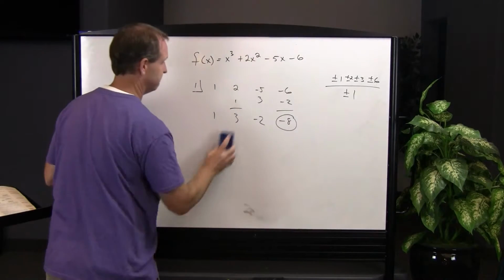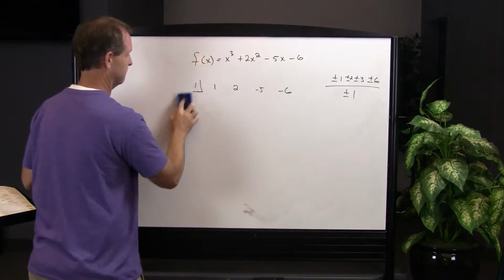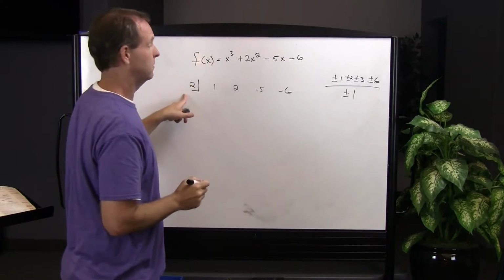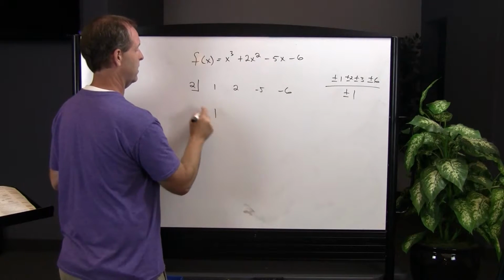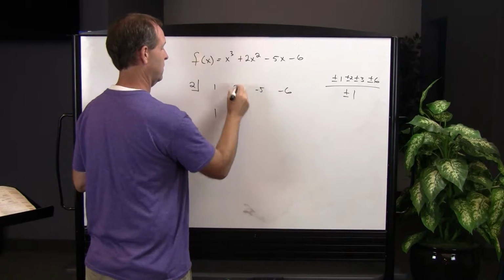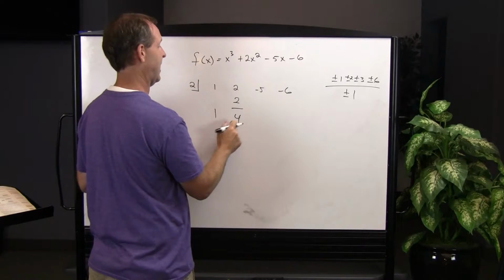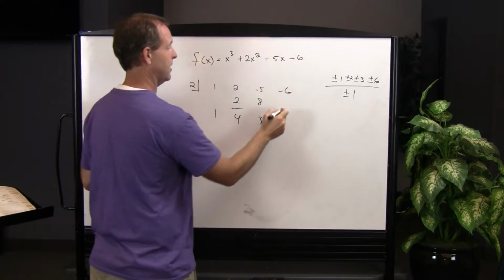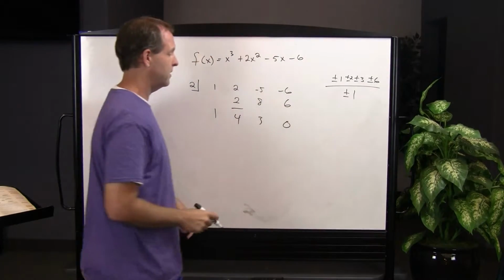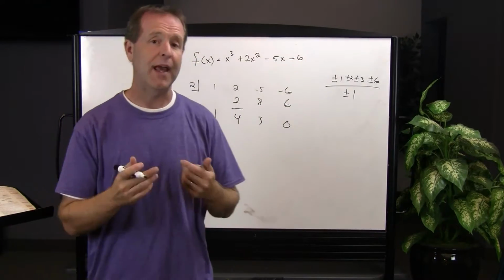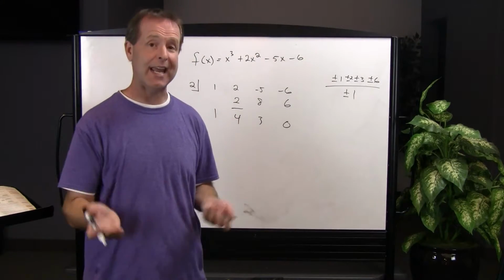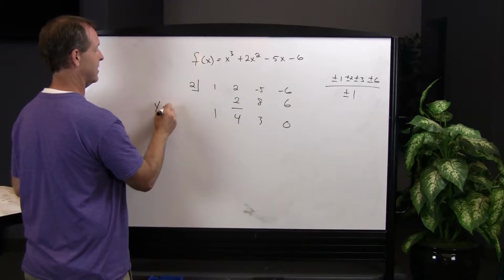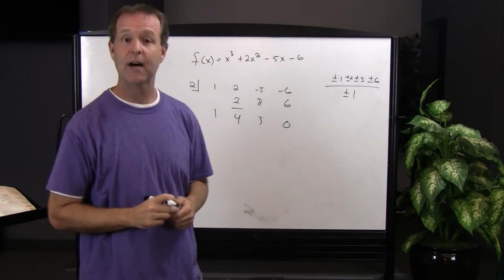Let's try another one. Let's try 2. Drop down the 1. 1 times the 2 is 2, add them. 2 times 4 is 8. That gives me a 3. 2 times 3 is a positive 6. And I'm left with a 0. I have a 0 there, so that tells me that 2 is a zero, or a root, of this equation. And it also tells me that x minus 2 is a factor of that.